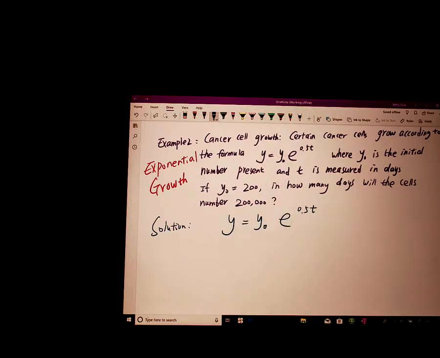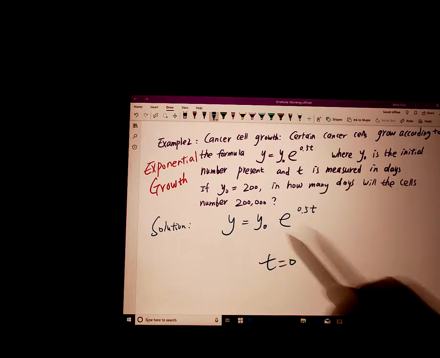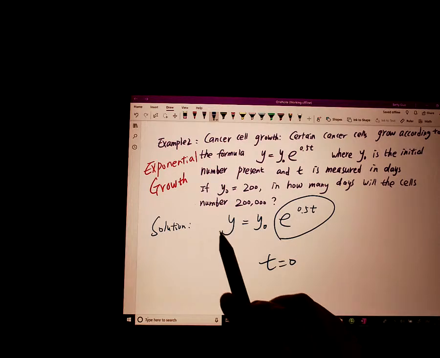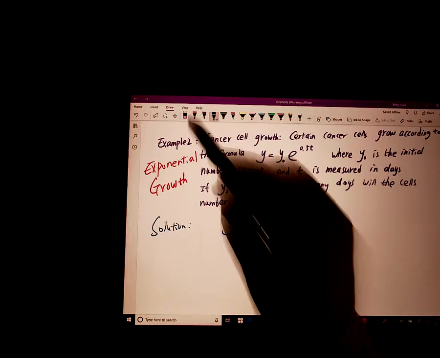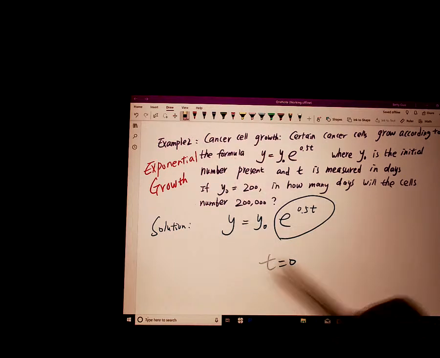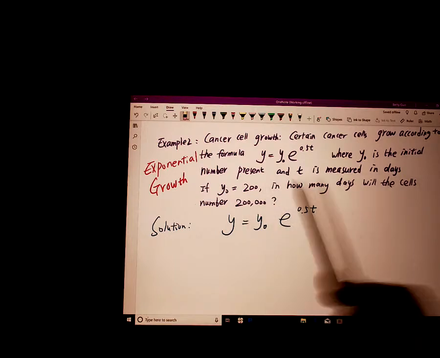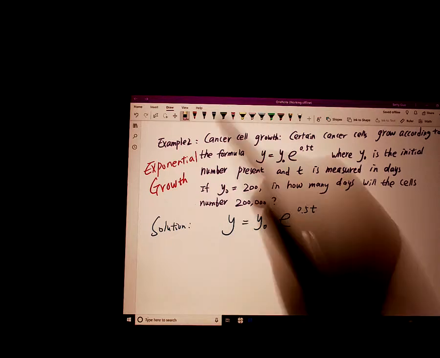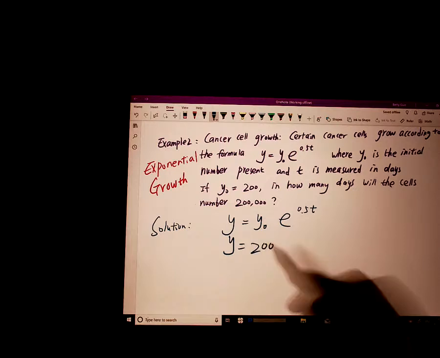Y sub 0 is the initial number present. Why is that? Because if we let t be 0, this part would be 1, right? And the number of the cells would be y sub 0. So y sub 0 is the initial number of the cancer cells. T is measured in days. If y sub 0 is 200, it means originally there are 200 cells.